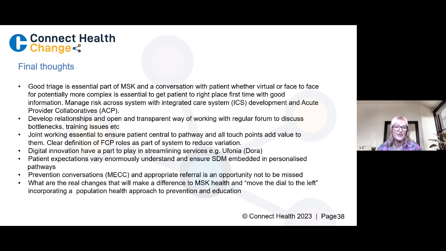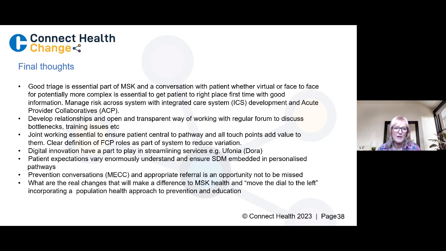Patient expectations vary enormously, we found, and working on talking to patients, getting a personal care plan in place, and also shared decision making is essential for that. Those prevention conversations, and I know you were talking about that earlier, making every contact count. I think the more opportunities there are to have that conversation, it might start to make patients think about changing what they're doing and how they might do it in the future, and giving them opportunities to make that change.